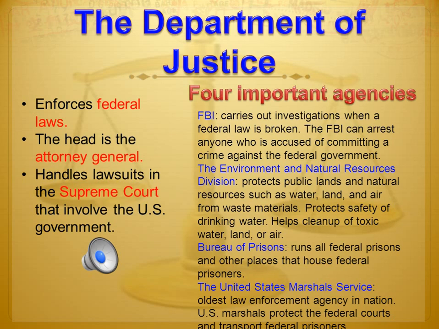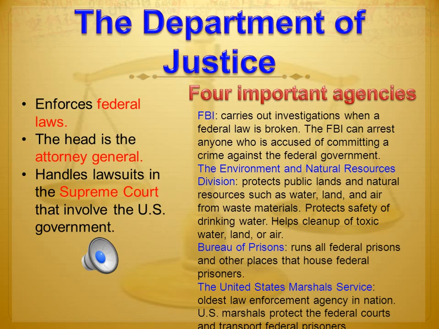The Department of Justice has 4 important agencies. These agencies cover a wide range of topics. The FBI, the Federal Bureau of Investigation, carries out investigations when a federal law is broken. So they can arrest anyone who is accused of committing a crime against the federal government.